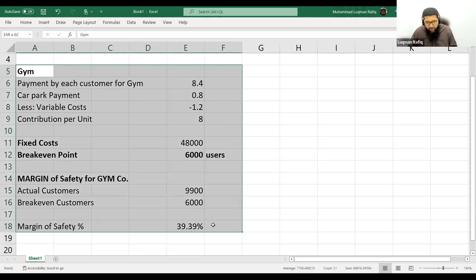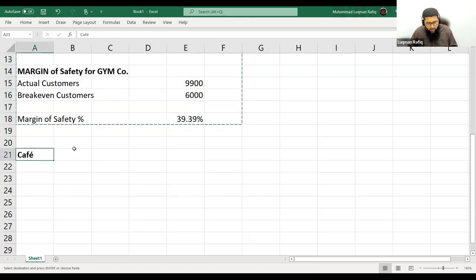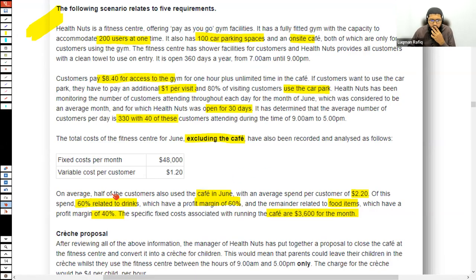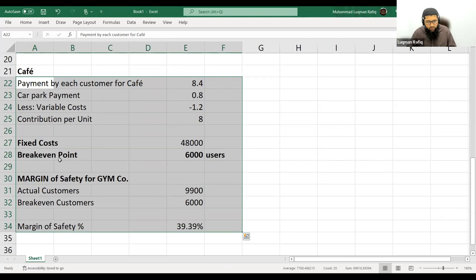Now, what I'm actually going to do is copy the whole of it for the cafe, and I'm just going to try and replicate it for the cafe. Payment made by each customer for the cafe: how do we get it? Half of the customers also use the cafe in June, with average spend per customer of $2.2. Of this spend, 60% relates to drinks, which have a profit margin of 60%. The remainder is food items, which have a profit margin of this. The specific fixed costs running with the cafe are this, this, this. Okay, I'd be better off deleting all this.